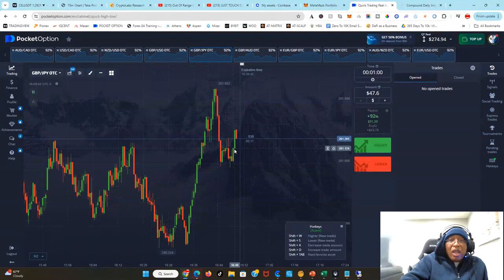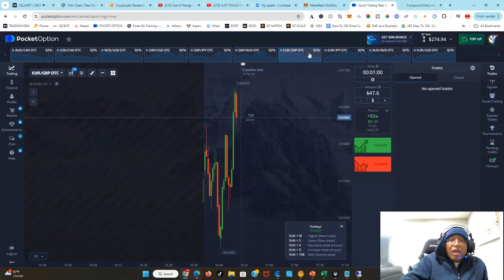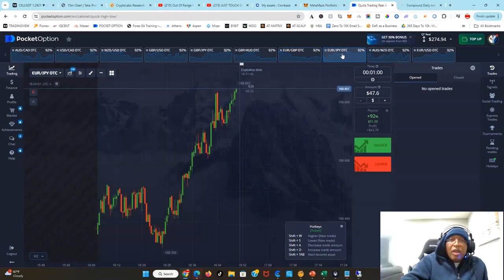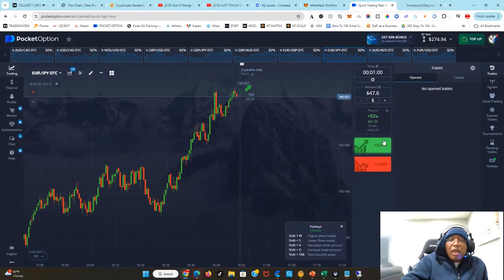All right, so let's look at another pair. Let's see if there's a pair that has a clear cut. Okay, that's going down. Okay, you can see that's going up. We wait for this to close and see what pattern this is following, what trend.